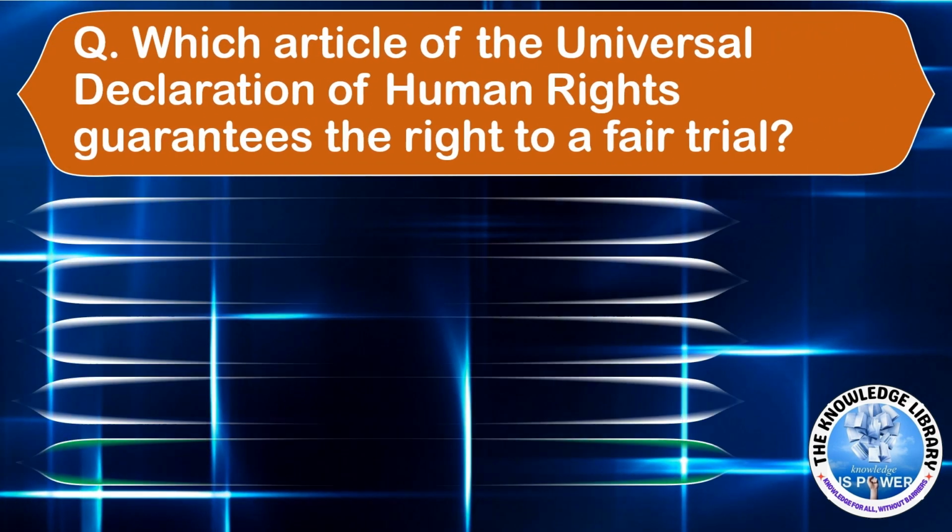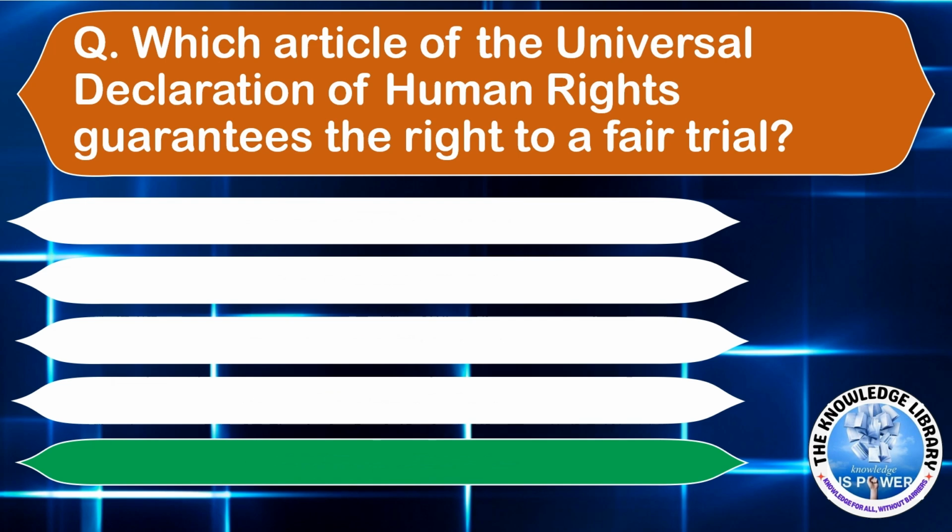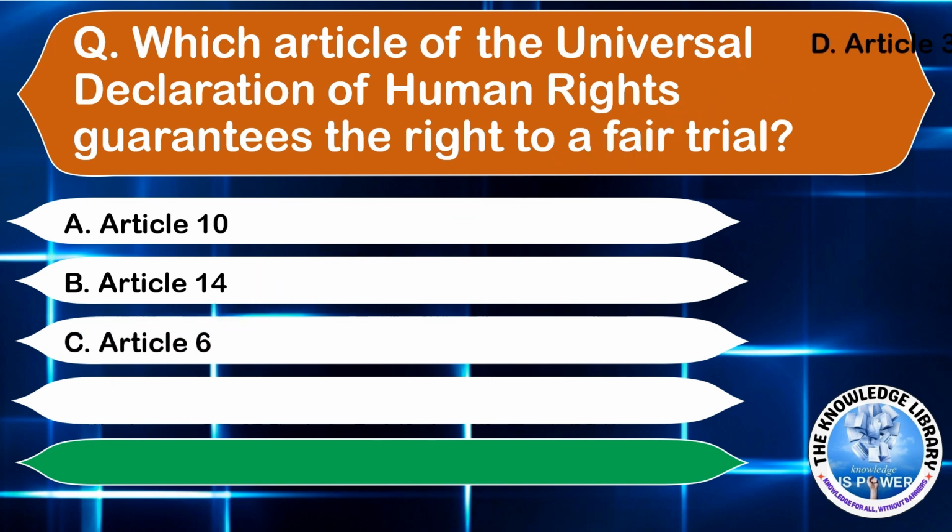Next question is, which article of the Universal Declaration of Human Rights guarantees the right to a fair trial? Option A, Article 10. Option B, Article 14. Option C, Article 6. Option D, Article 3. Correct answer is option A, Article 10.